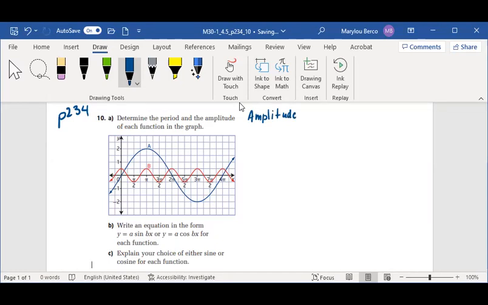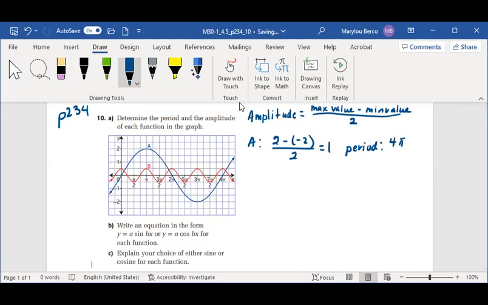Amplitude equals max value minus min value divided by 2. Okay, so for A, the amplitude of the graph is 2 minus a negative 2 over 2, or 1. And the period is 4 pi.